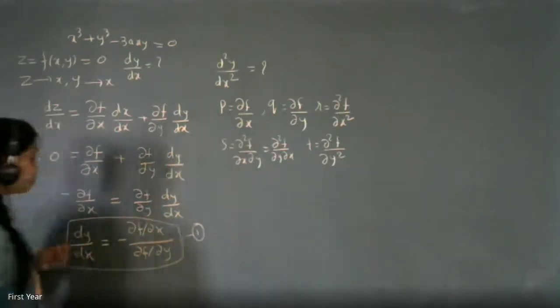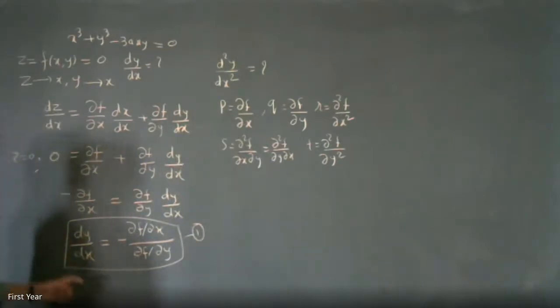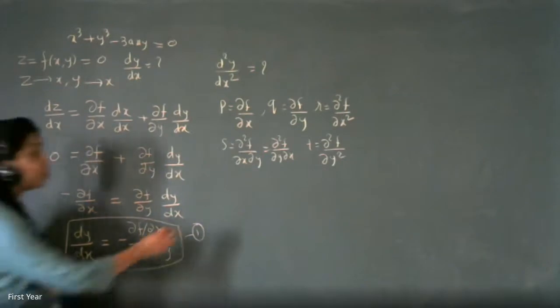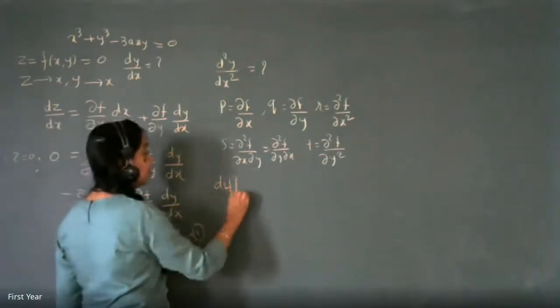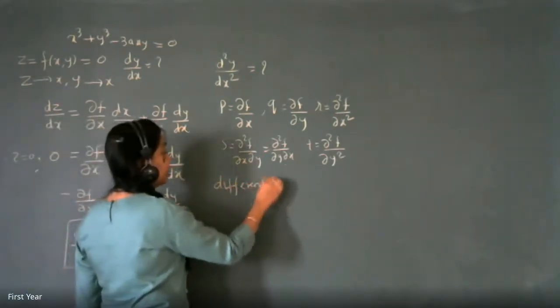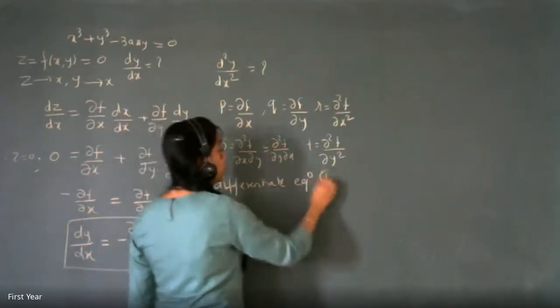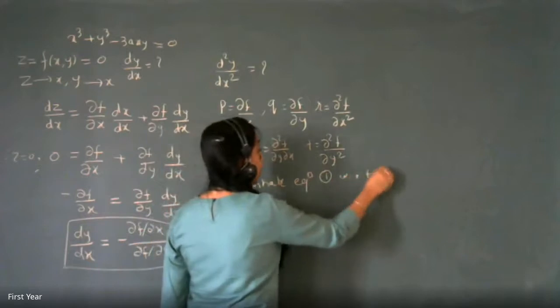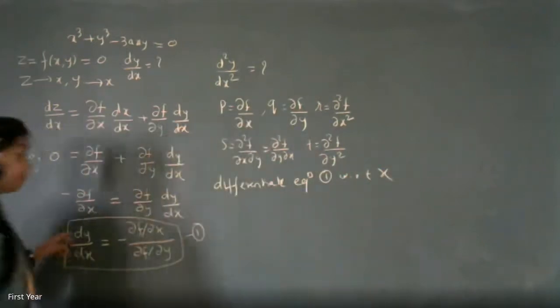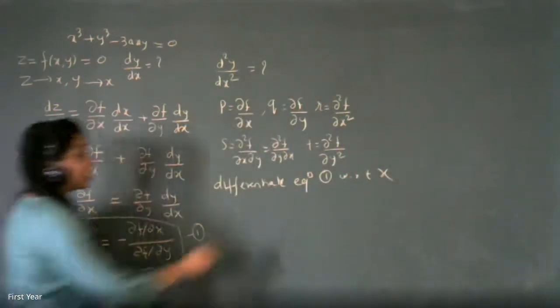Now we are going to differentiate dy by dx with respect to x one more time. So differentiate equation 1 with respect to x. So what will be the derivative of dy by dx? It will be second order.